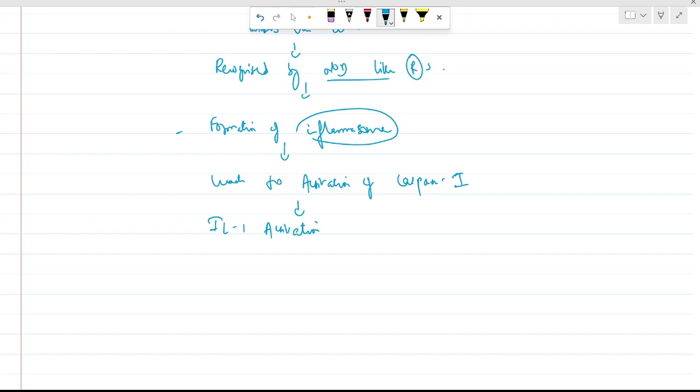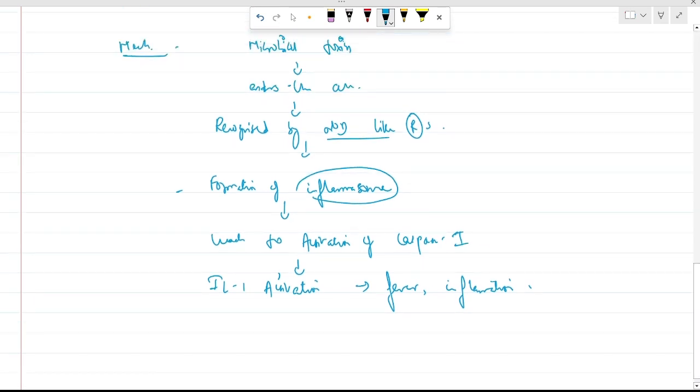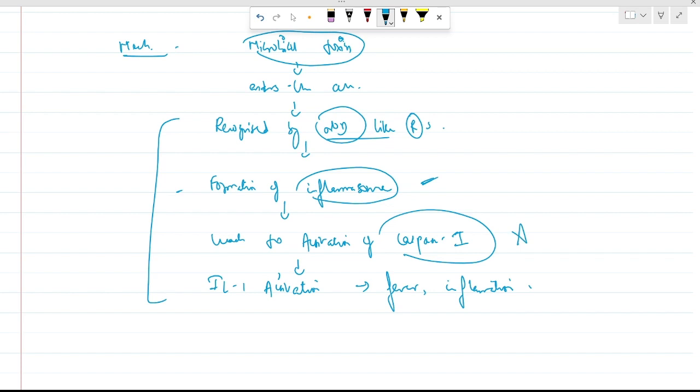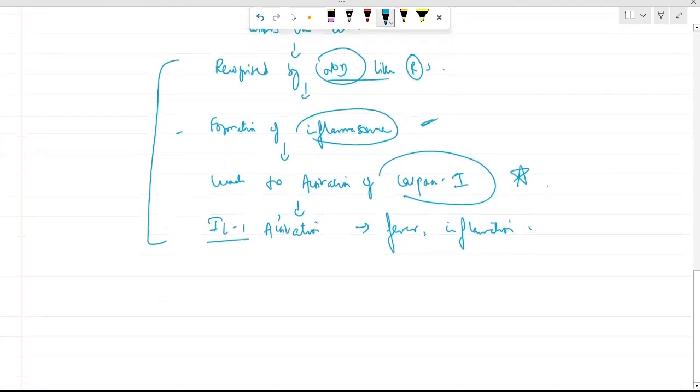activation, which ultimately leads to fever and inflammation. Okay, so these are the 4 most important steps to remember. Microbial toxin after entering the cell is recognized by nod-like receptors. First point. Second point, there is formation of inflammasome, which leads to activation of caspase 1. Remember, caspase 1 leads to interleukin 1 activation, which is responsible for fever and inflammation. Okay, this is all about pyroptosis.